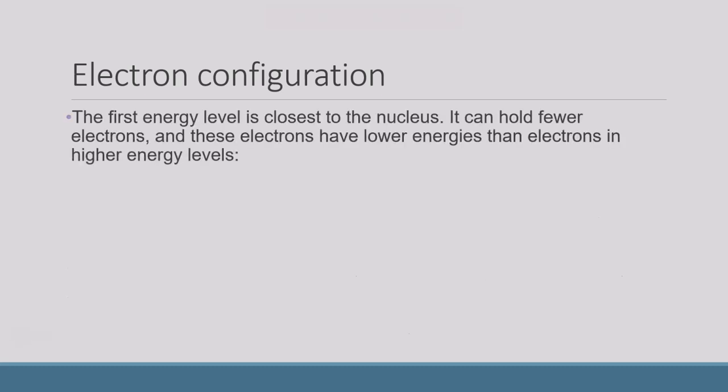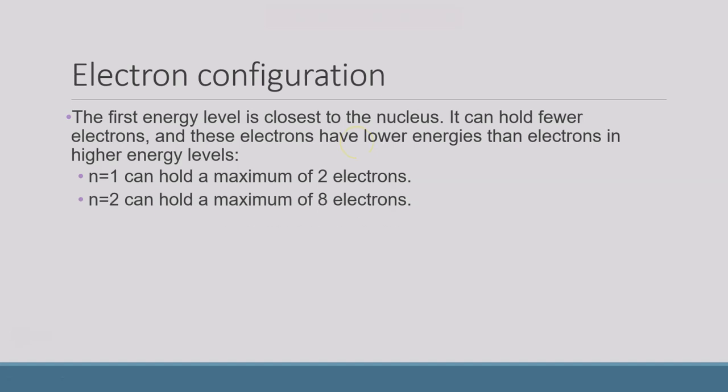The first energy level is the one that's closest to the nucleus, and it can hold fewer electrons, and the electrons that it holds have lower energies, relative to higher energy levels. So the first energy level, remember it's a three-dimensional space around the nucleus of an atom, is the closest to the nucleus of the atom, and it can hold a maximum of 2 electrons. The second energy level can hold a maximum of 8 electrons.